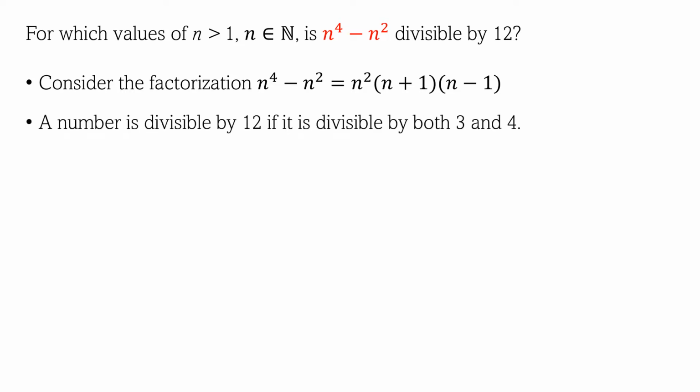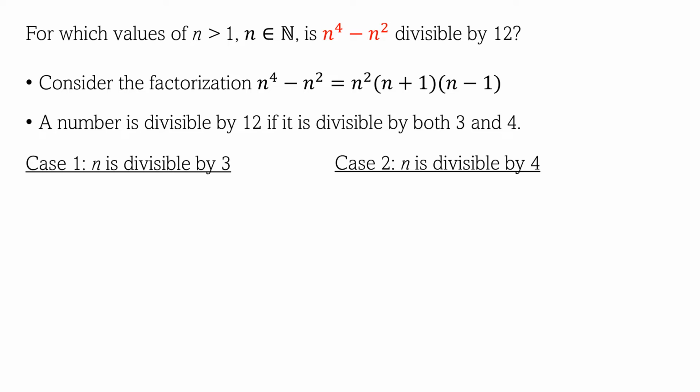We can also use the fact that a number is divisible by 12 if it is divisible by both 3 and 4. This will give us two cases. The first case is if n is divisible by 3, and the second case is if n is divisible by 4. So we can use modulus arithmetic to do this.